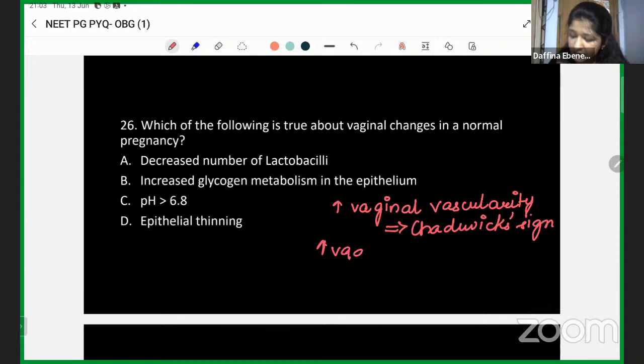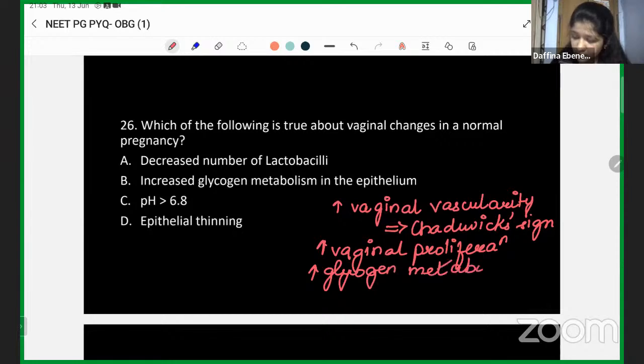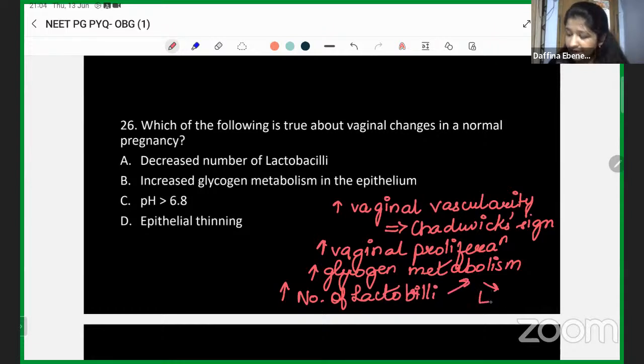Second thing, there can be increased vaginal proliferation. Increased glycogen metabolism. Increased number of lactobacilli, and these lactobacilli are going to convert all your glycogen into lactic acid. This is what is responsible for the acidic pH during pregnancy. And epithelial thinning will not occur; epithelial proliferation is going to occur.